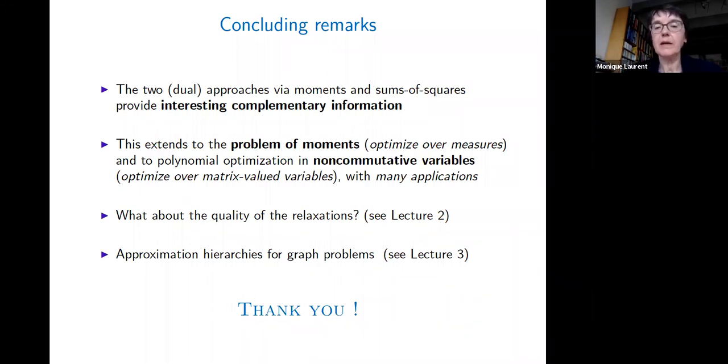And in my next two lectures, I will discuss the quality of the relaxations and how to apply the techniques to graph problems.